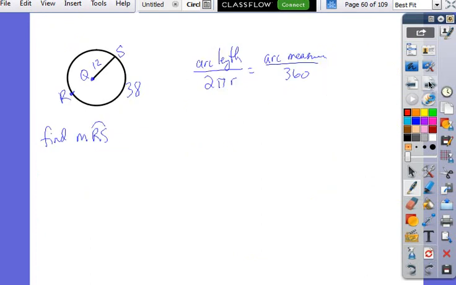If it says anything else other than arc length, do the proportion. So if it says find the measure of the arc, which is the degrees, set it up, cross multiply and divide.